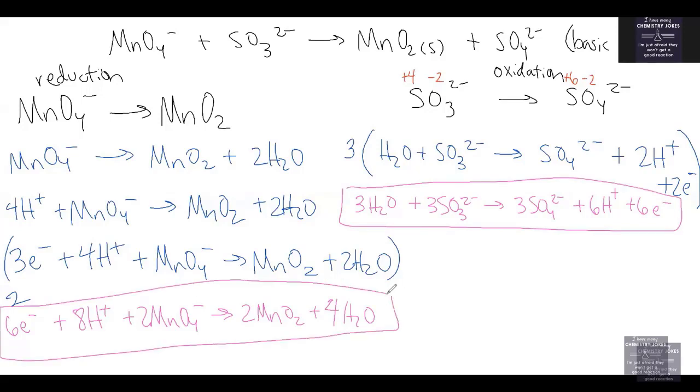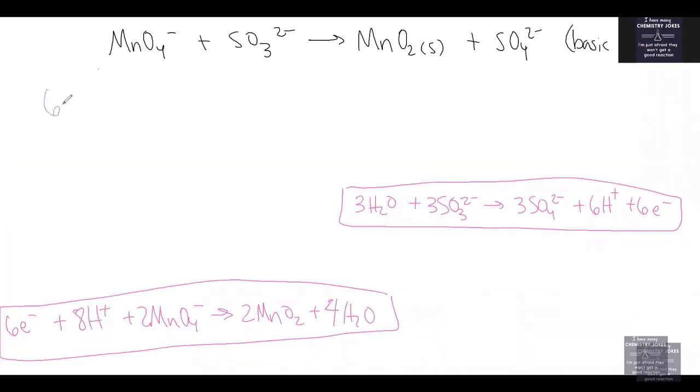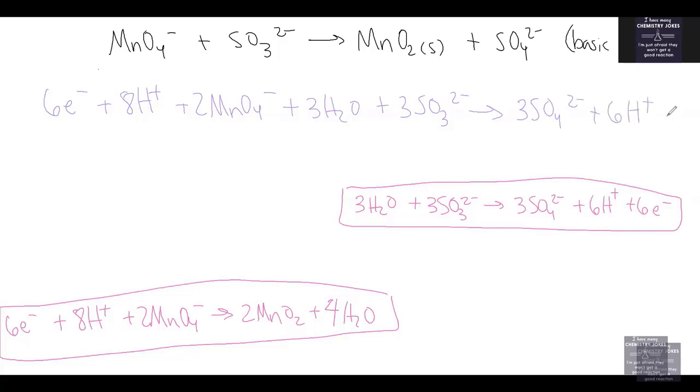Recombine your oxidation and reduction half reaction. Let me clear up some space. So my recombined equation becomes 6 electrons plus 8H+ plus 2MnO4- plus 3H2O plus 3SO3 2- yields, this is a long one, 3SO4 2- plus 6H+ plus 6 electrons plus 2MnO2 plus 4H2O. Maybe I'm just a giant writer.